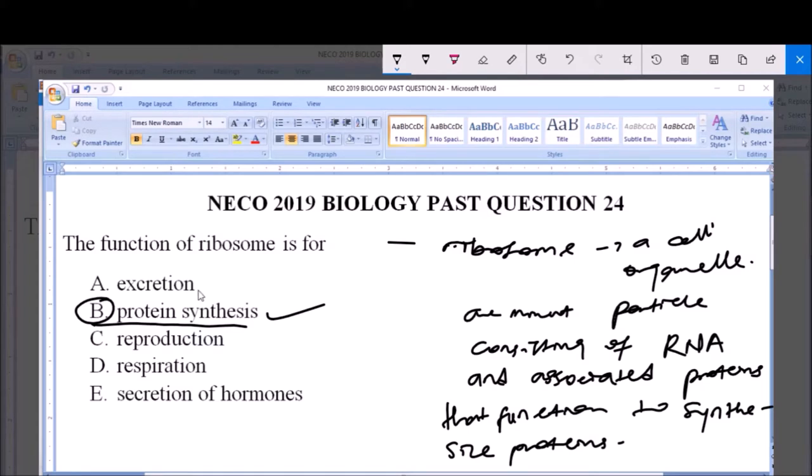Now the part of the cell responsible for reproduction is the centrioles, that is cell division, the centrioles. Then for respiration is the mitochondria. Mitochondria is responsible for respiration.